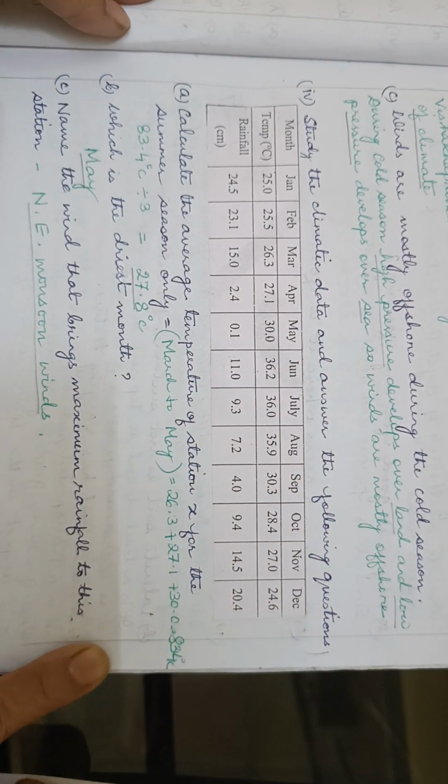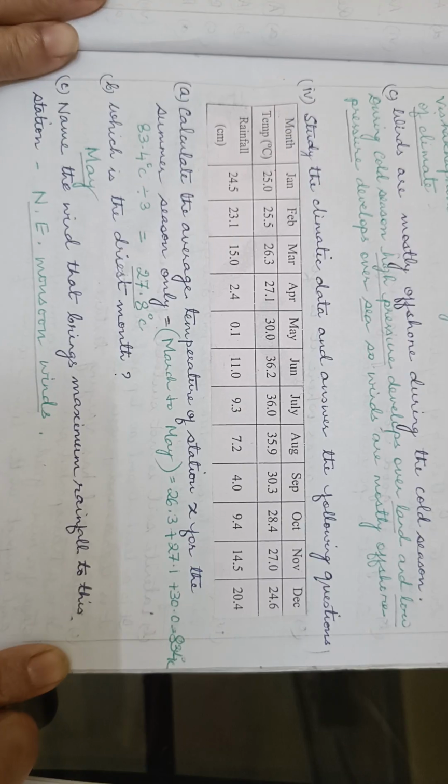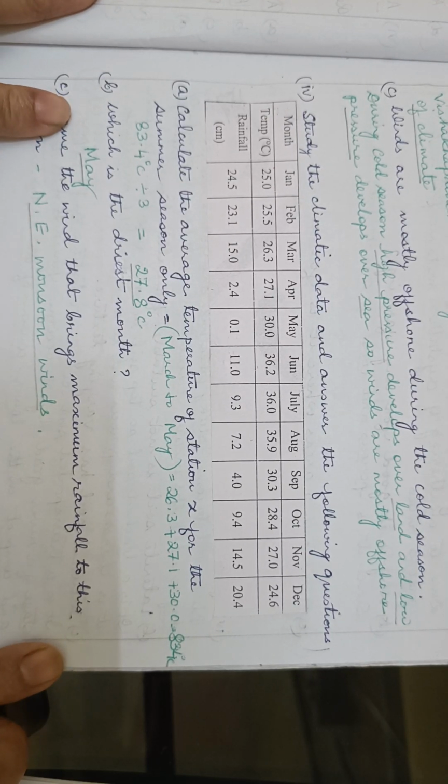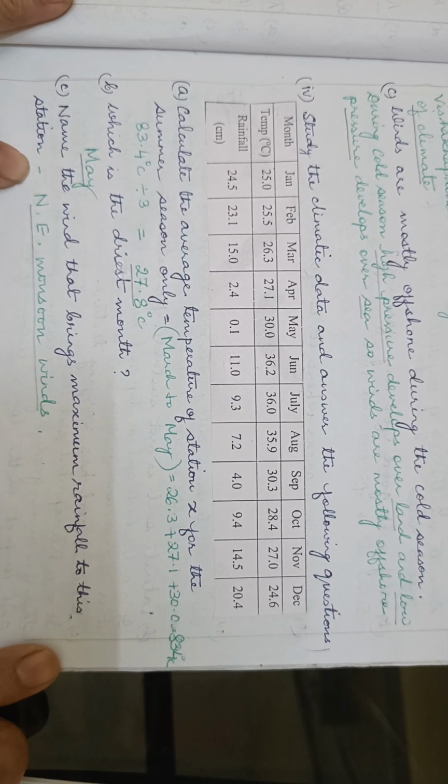Now, this is the climatic data that is given. Question Roman number 4. The first: you have to calculate the average temperature of station X for the summer season only. Summer season, children, we know is March, April, May. If we add up, the temperature comes to 83.4 degrees Celsius. Divided by 3, it is 27.8 degrees Celsius. Driest month is May.